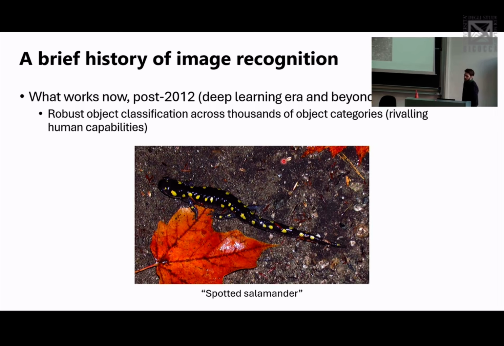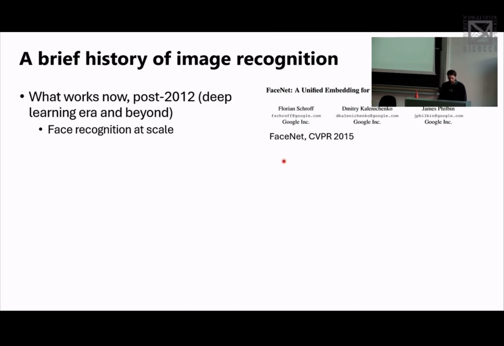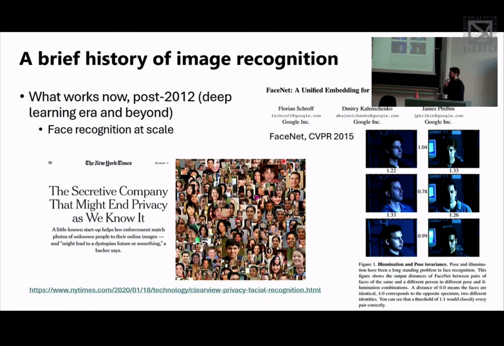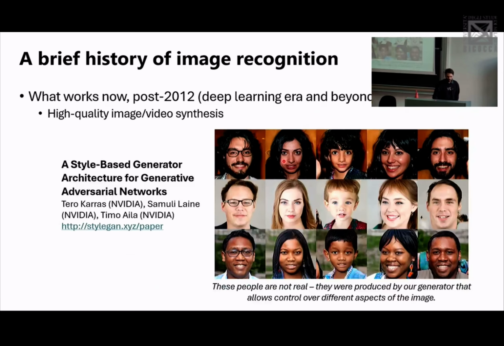Now, what we can do nowadays: we have robust image classification across thousands of categories at the level of human capabilities, and I will say most likely even higher. Face recognition at scale, at extremely high potential, even too high, probably. And we also have image synthesis.